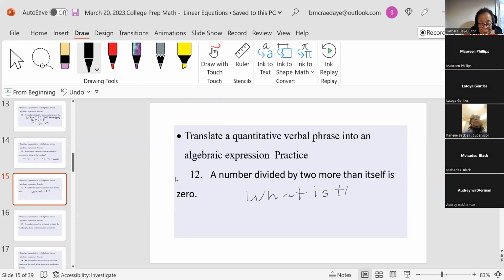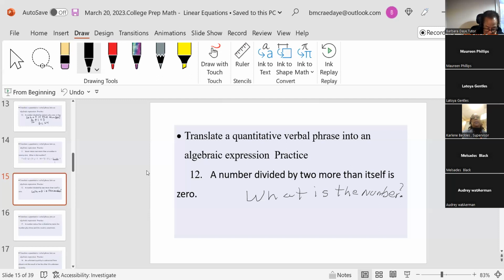A number divided by 2. Okay. Divided by itself. What is the number? The number is X. 2 more than itself. No, what is the number? You have to give me a value like we did before. 4. No. A number divided by 2 more than itself is 0.